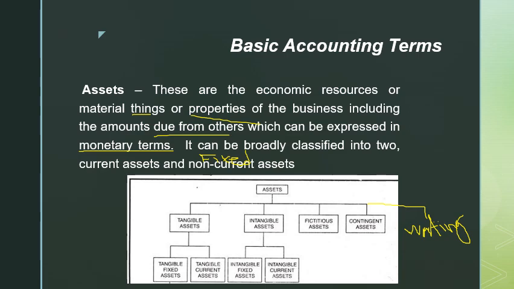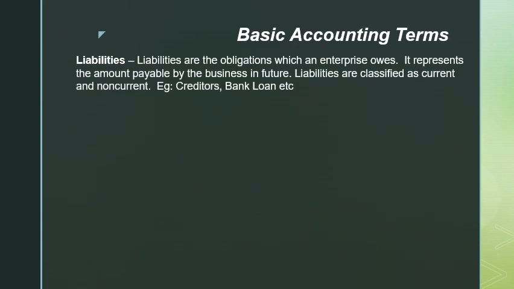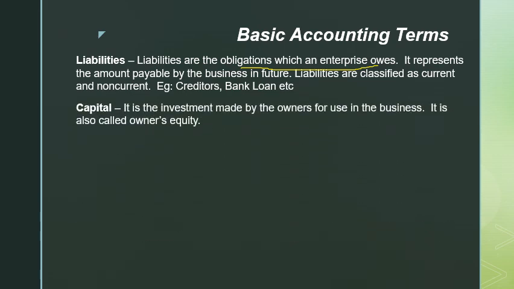Assets are the resources of the business which have some value. Then liabilities are the obligations which an enterprise owes, or the obligations of the business to be performed in future, like creditors, loans, etc. Then capital. Capital is the investment made by the owners to start the business, or any contribution made by the owner to the business is termed as capital.